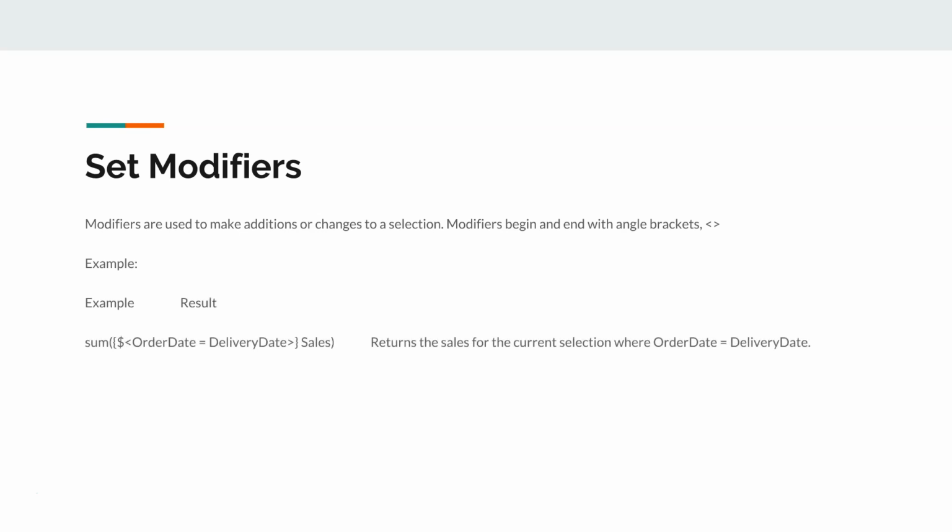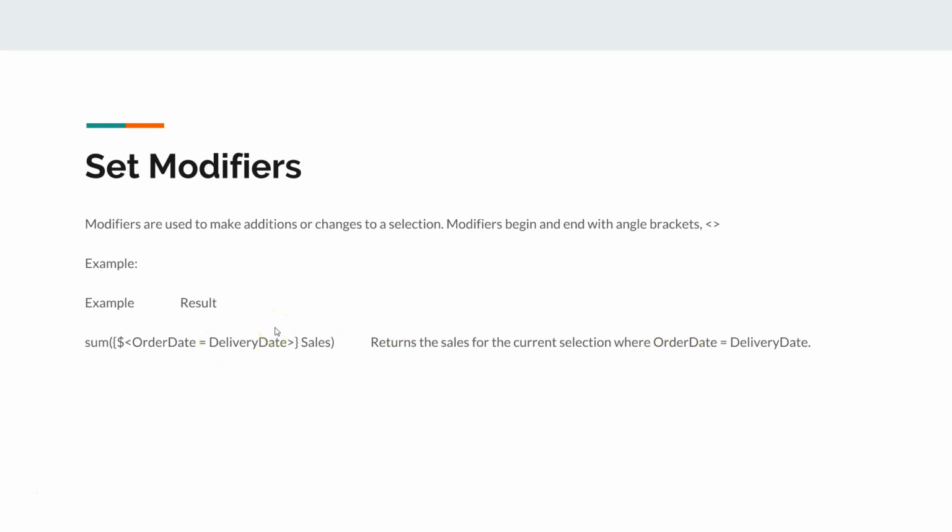So here, if you see over here, you have order date is equal to delivery date within the angle brackets, right? So this is the ending bracket, this is the starting bracket, and within that we are modifying the calculation to basically ask how many orders are there which have been delivered on the same date on which they have been ordered. So that's the explanation written over here.